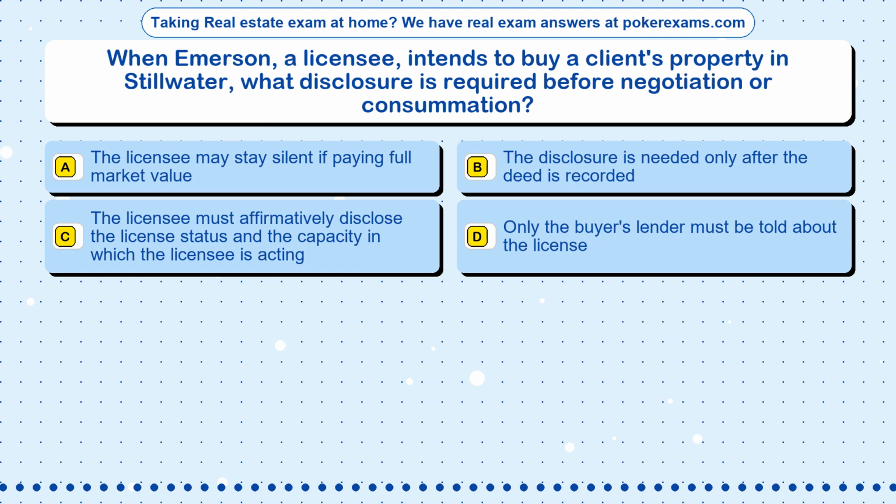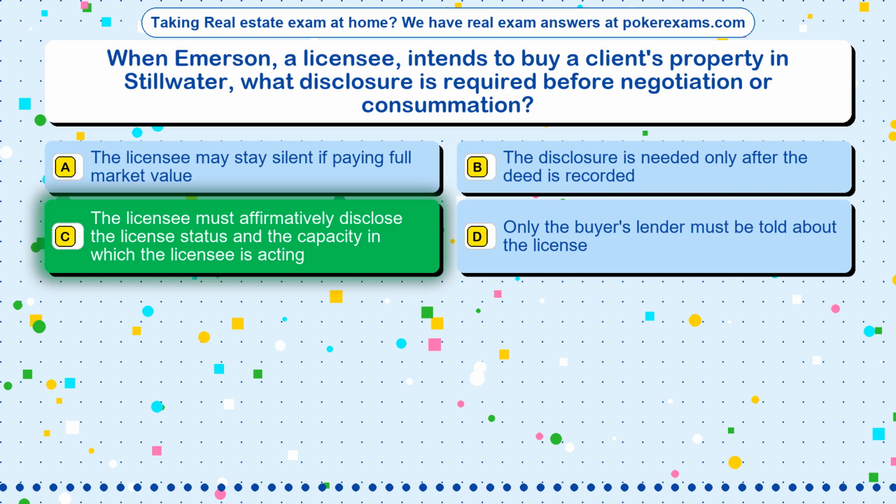Question 31. When Emerson, a licensee, intends to buy a client's property in Stillwater, what disclosure is required before negotiation or consummation? Option A. The licensee may stay silent if paying full market value. Option B. The disclosure is needed only after the deed is recorded. Option C. The licensee must affirmatively disclose the license status and the capacity in which the licensee is acting. Option D. Only the buyer's lender must be told about the license.